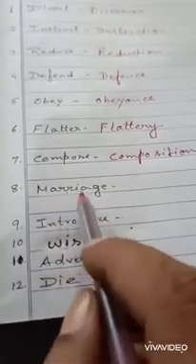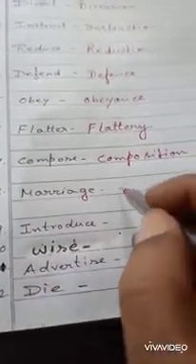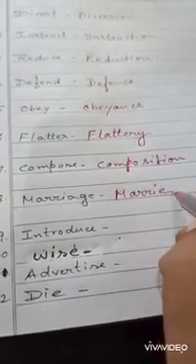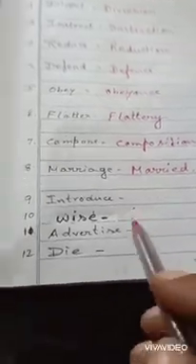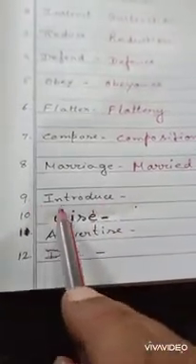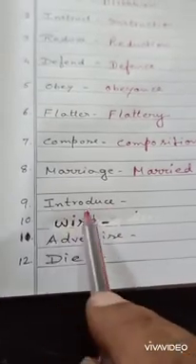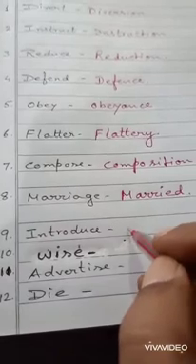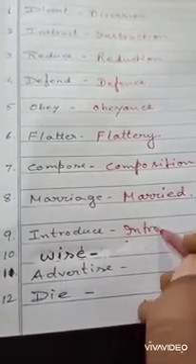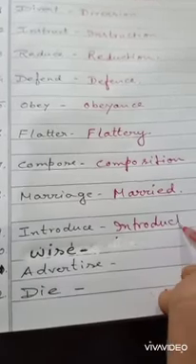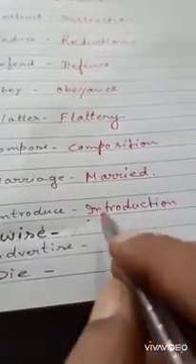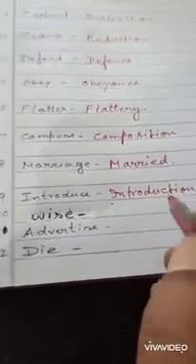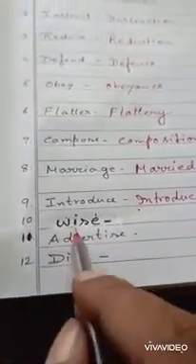Now you see the eighth word is marriage. So what will be the abstract noun of marriage? It will be married. Now see the ninth word, introduce. So what will be the abstract noun of introduce? It will be introduction. I-N-T-R-O-D-U-C-T-I-O-N.